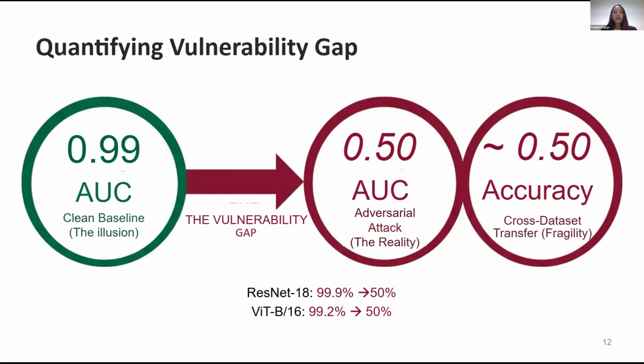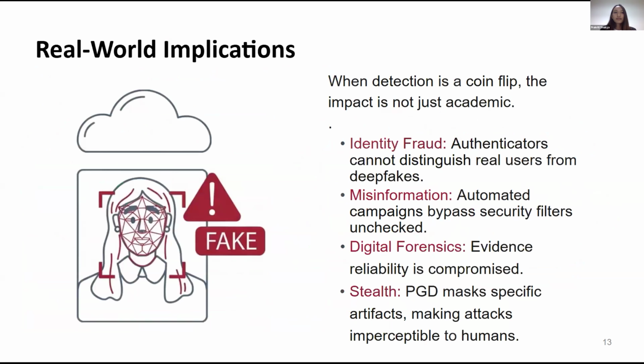The vulnerability gap that we're talking about is the gap between the baseline benchmark datasets that it performed well on, versus the reality datasets that we're looking at. The accuracies drop to chance. So when the detection is a coin flip, it's not just academic, it's a matter of real impact.